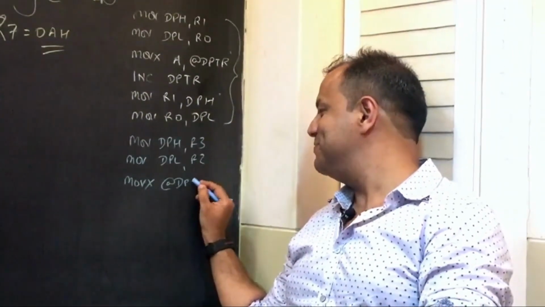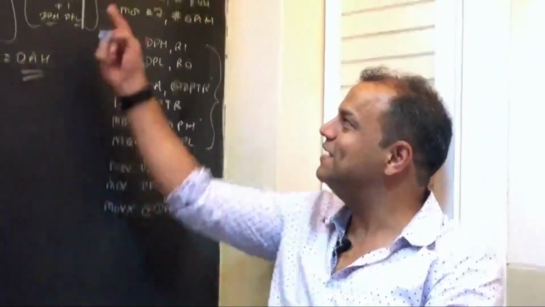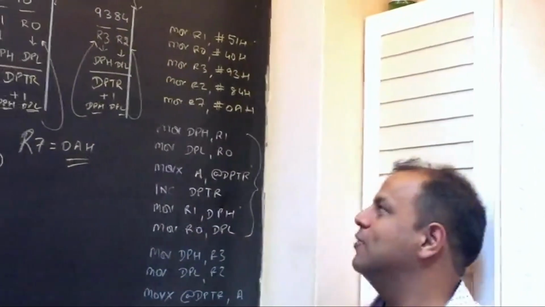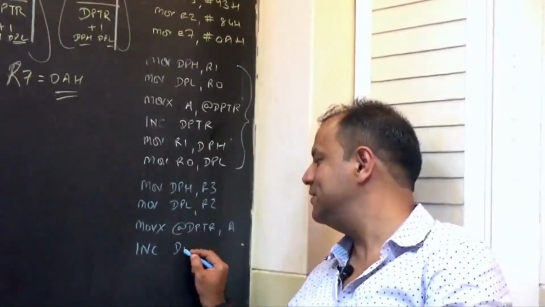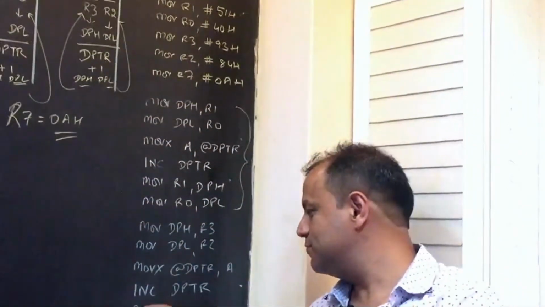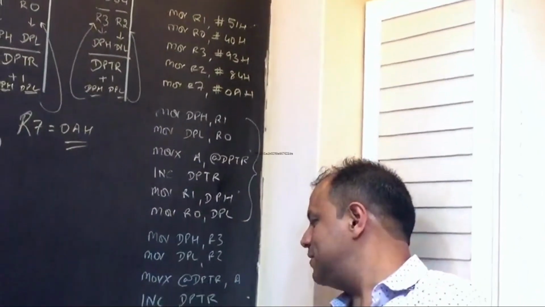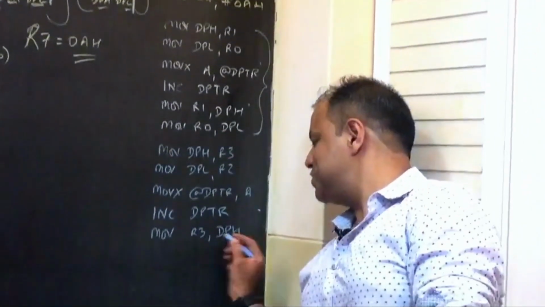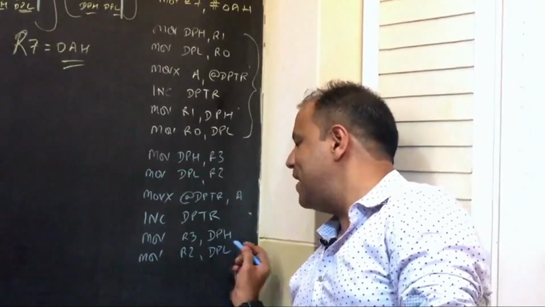Move X @DPTR, comma A. Store from A to the location pointed by DPTR, that is 9384. Now, increment DPTR for your next cycle. Increment DPTR. Put the incremented value back into R3 and R2. Move R3, comma DPH. Move R2, comma DPL.